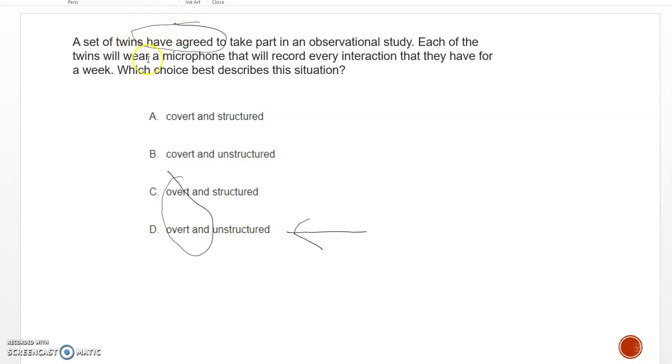Well, first, if they've agreed to it, then it has to be overt, okay? Because covert means they don't know they're being observed. So we're already narrowing it down between C and D. But this talks about just interactions they have with each other, okay? So they're not looking for anything specific, so it would be D, overt and unstructured.